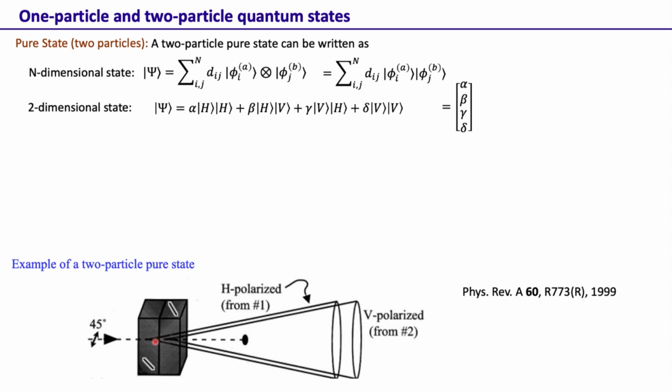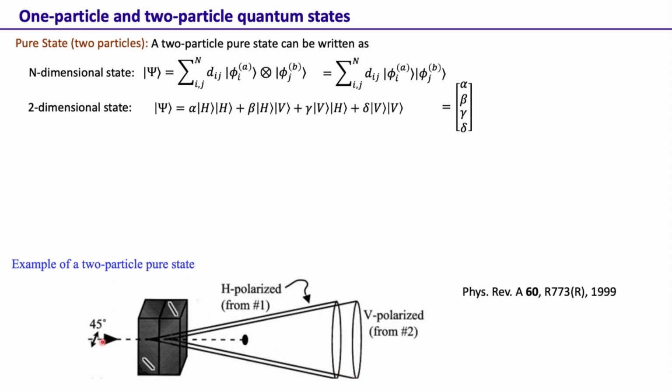The first crystal is arranged with such a phase matching condition that if a vertically polarized light comes in, it produces two horizontally polarized light. The second crystal is arranged in such a way that if we have a horizontally polarized light coming in, then it produces two vertically polarized light.